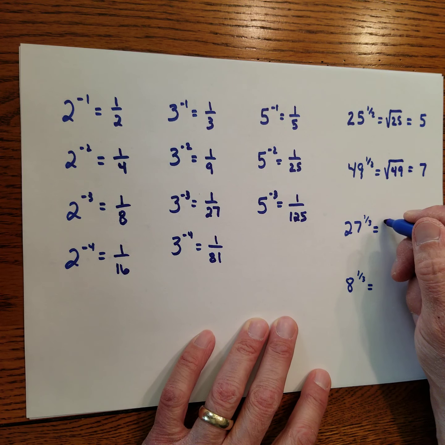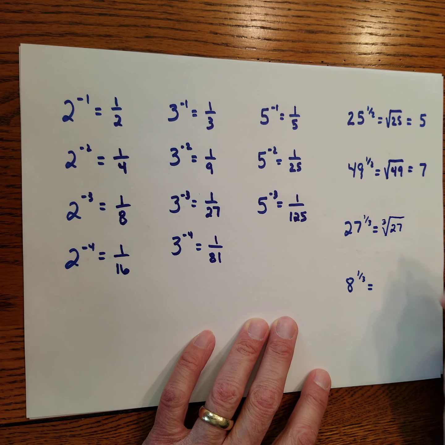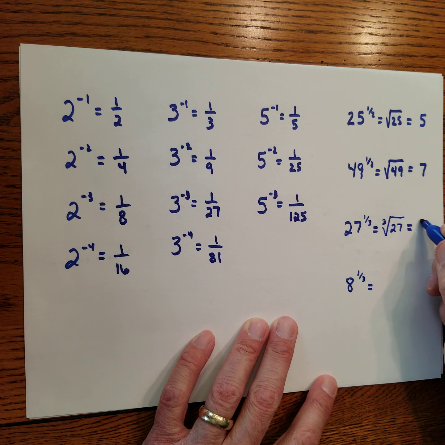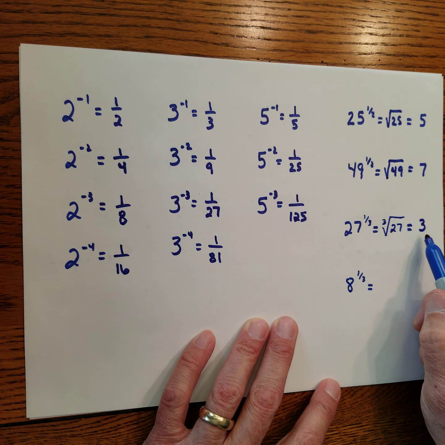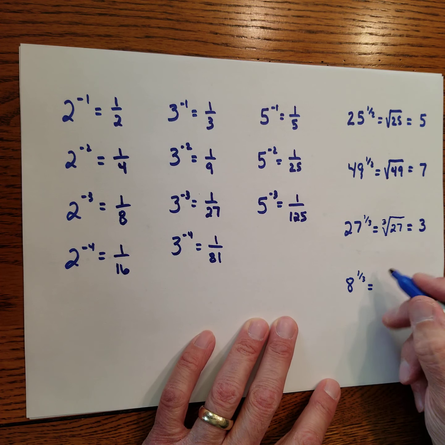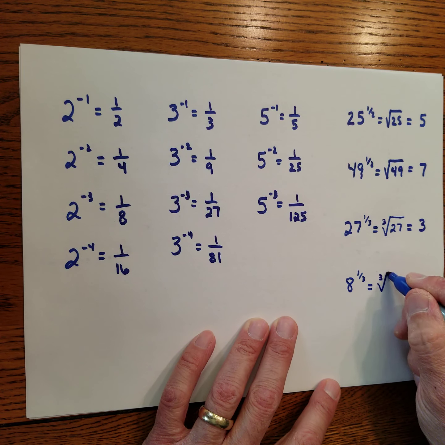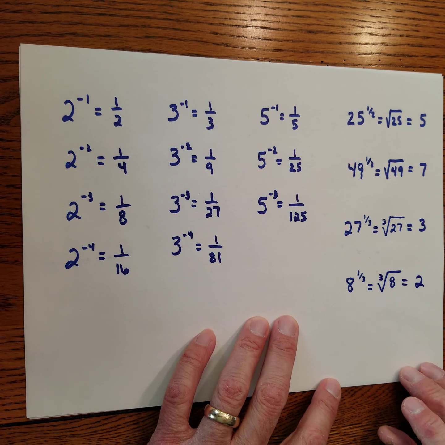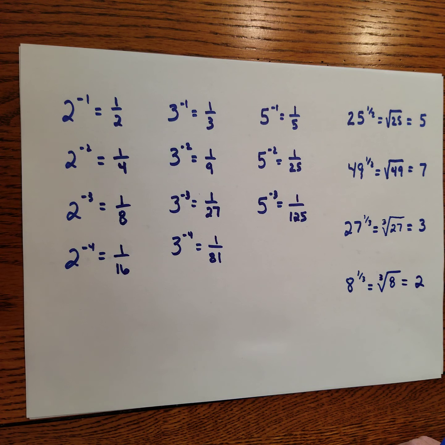27 to the 1/3 power means cube root of 27. Cube root of 27 has got to be a small number that I can multiply times itself 3 times and get 27. That's 3, because 3 times 3 times 3 is 27. 8 to the 1/3 power means cube root of 8. And I know the cube root of 8, that's 2. Keep these numbers in mind. They'll come up often in the problems we're about to do.